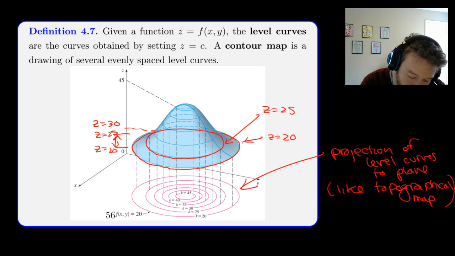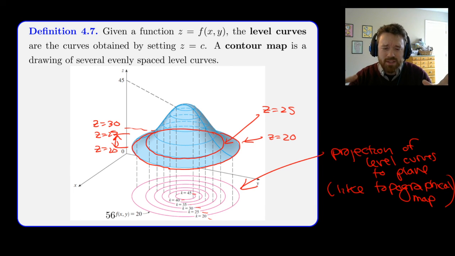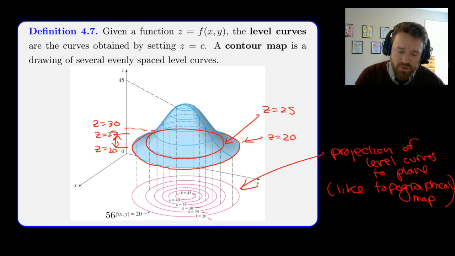When I draw a contour map, notice these are all at regular intervals. So I have k equals 20, k equals 25, 30, 35, 40, 45. Making them regular intervals gives me a better sense for what things look like. If I had z equals 20 and then z equals 25 and then z equals 40, then it doesn't give me a sense for what's going on here. And in the next slide, maybe I'll try to make it more obvious what I'm talking about here.